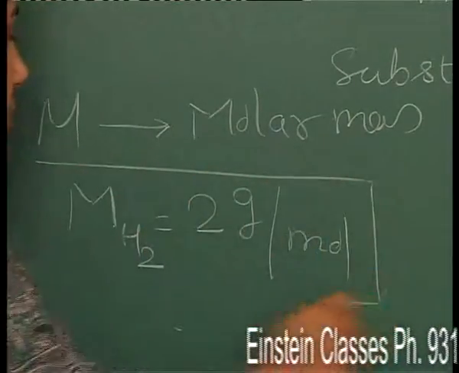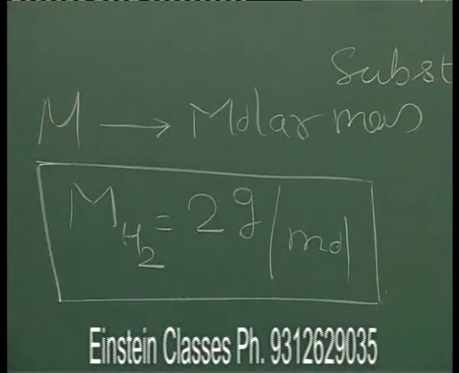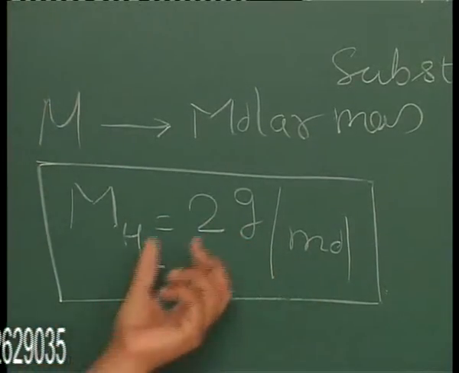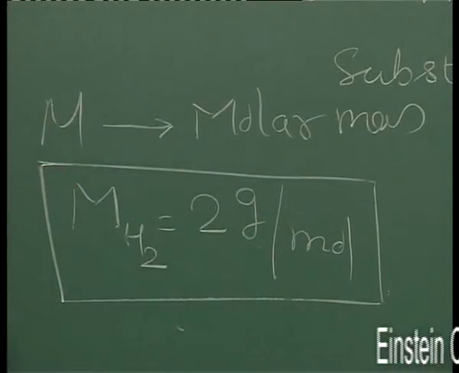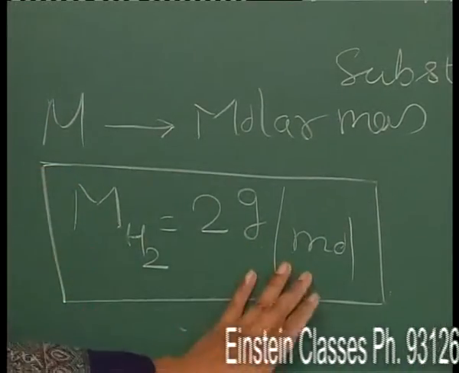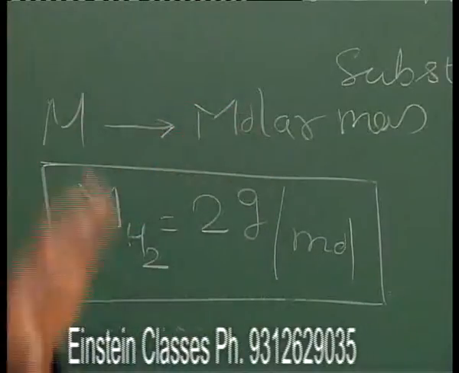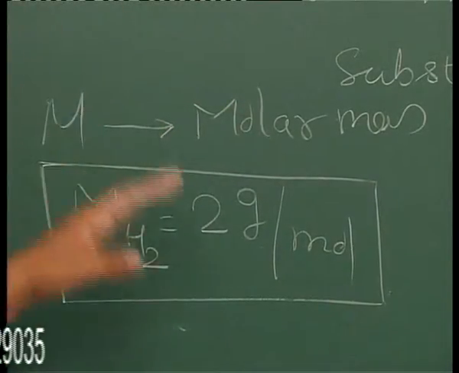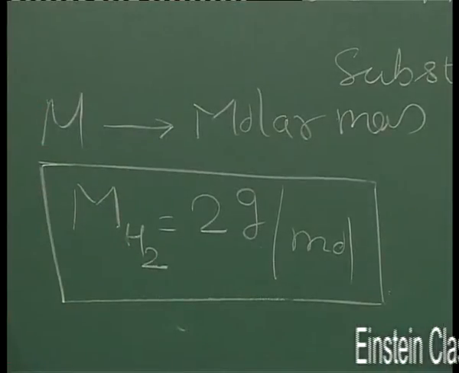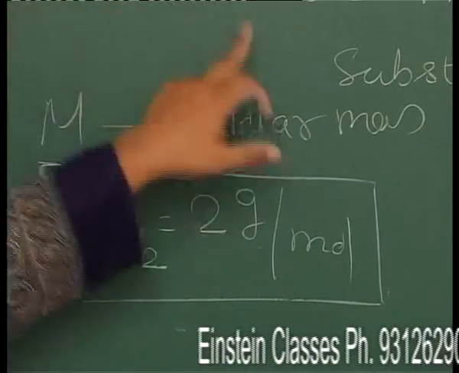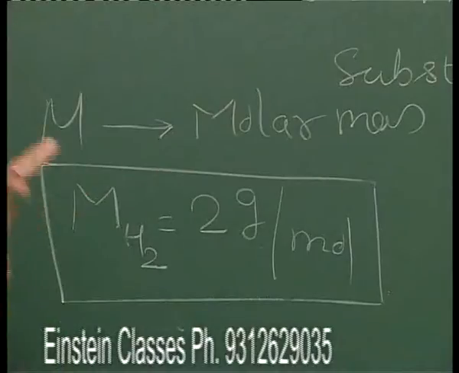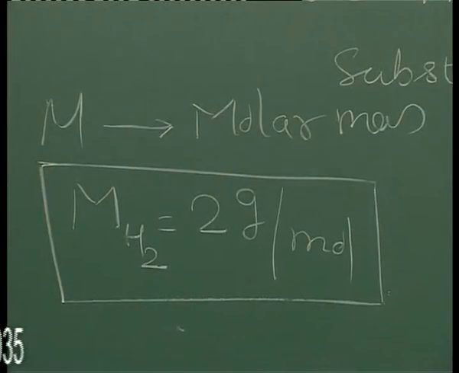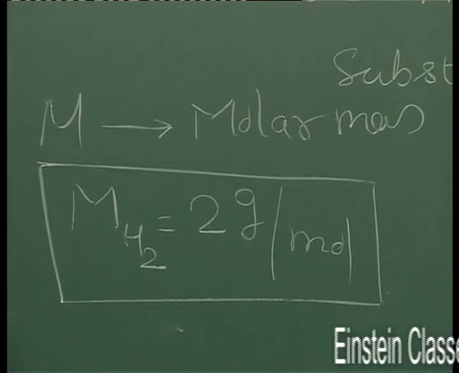Molar mass gives us the mass of 1 mole of a substance. The mass of 1 mole of H2 is 2 gram. This means that if the mass of 1 mole of H2 is 2 gram, then what will be the mass of 2 mole of hydrogen? We can use this relation. So mole and mass can be related only through the molar mass. If we know the molar mass, then we can relate mole with the mass.